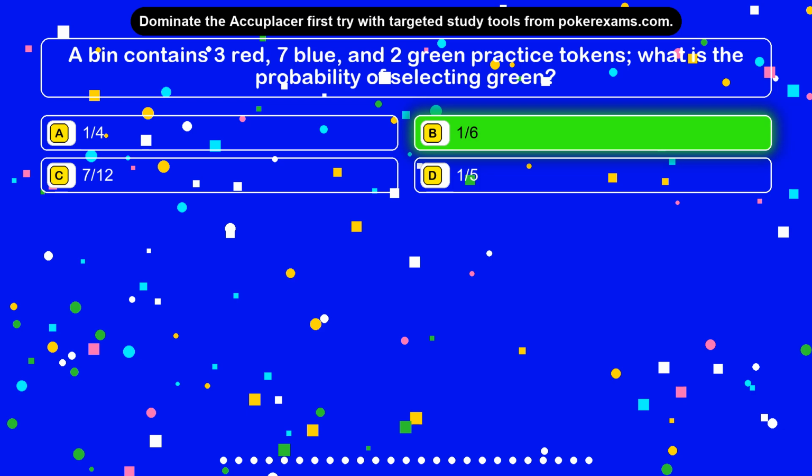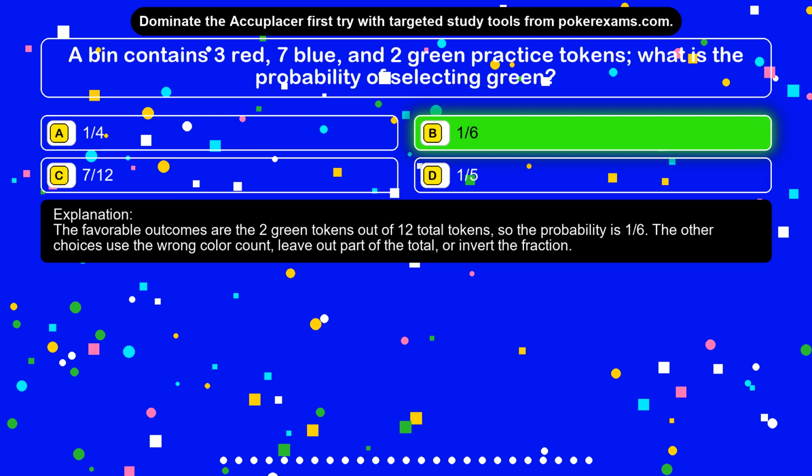The correct answer is option B, 1/6. The favorable outcomes are the 2 green tokens out of 12 total tokens, so the probability is 1/6. The other choices use the wrong color count, leave out part of the total, or invert the fraction.